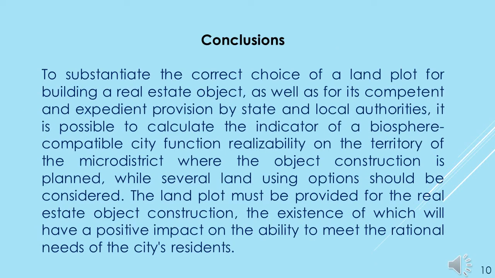Conclusions. To substantiate the correct choice of a land plot for building a real estate object, as well as for its competent and expedient provision by state and local authorities, it is possible to calculate the indicator of a biosphere-compatible city function realizability on the territory of the microdistrict where the object construction is planned, while several land using options should be considered. The land plot must be provided for the real estate object construction, the existence of which will have a positive impact on the ability to meet the rational needs of the city's residents.